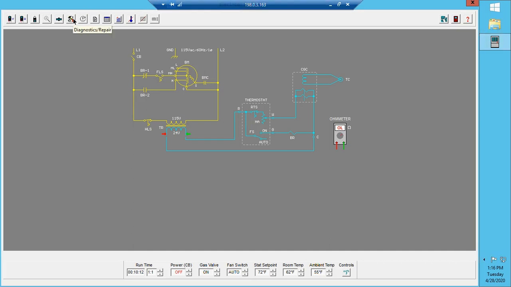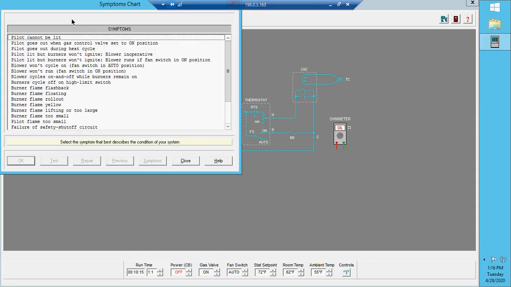Well, let's go over here. I'm going to come up here to my little hammer and nails and my little wrench, and find what's going on here. Pilot cannot light? That's not true, because it lights. Pilot goes out when gas valve is set to the on position? That didn't happen. Pilot goes out during a heating cycle? No. Pilot lit, but burners won't ignite? Your blower is inoperative? That sounds about right. I've got a pilot that lights, but my main burner can't come on, and my blower isn't going to come on. So let's come over here, click on that, and hit OK.